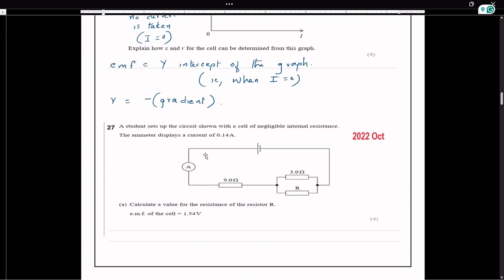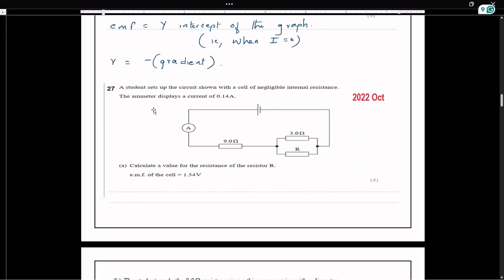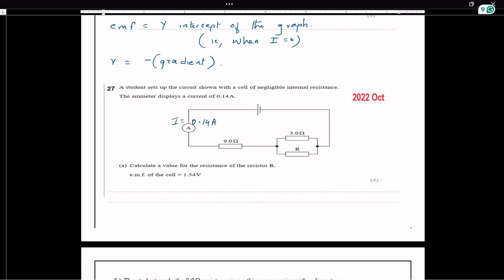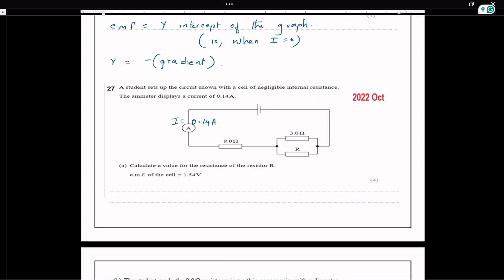Now let's move on to the next question. A student set up the circuit shown with a cell with negligible internal resistance. The ammeter displays a current of 0.14 amperes. So I equals the main circuit current. And there are 3 resistors, 9 ohms, 3 ohms and R. Calculate the value of the resistance of the resistor.